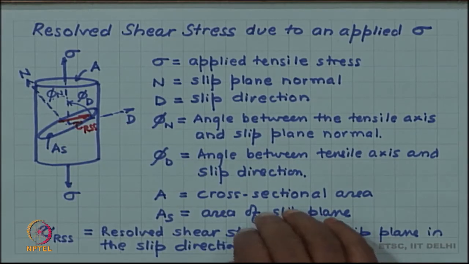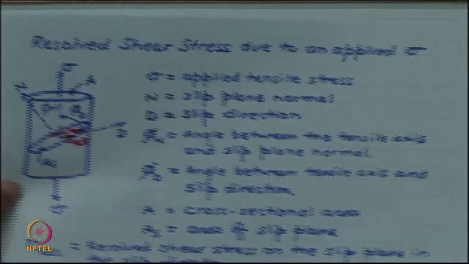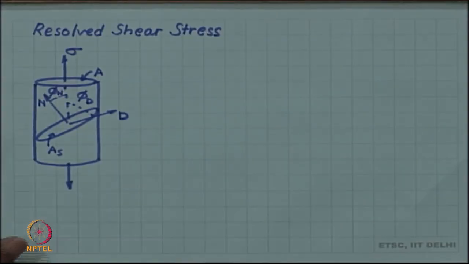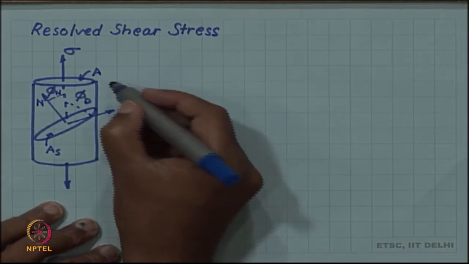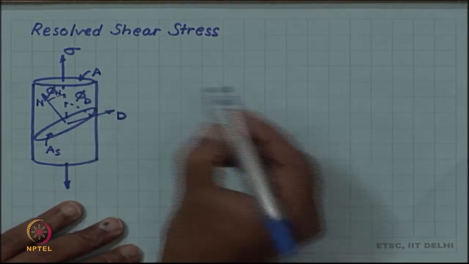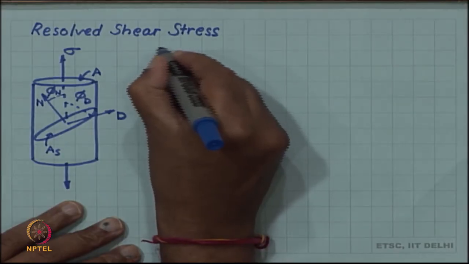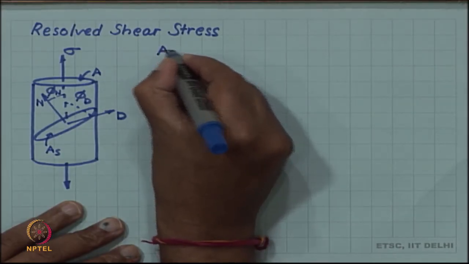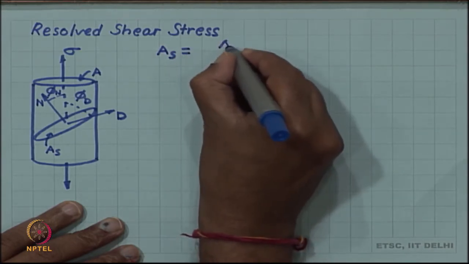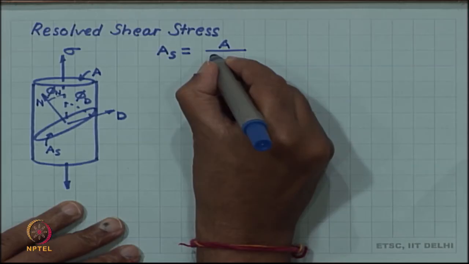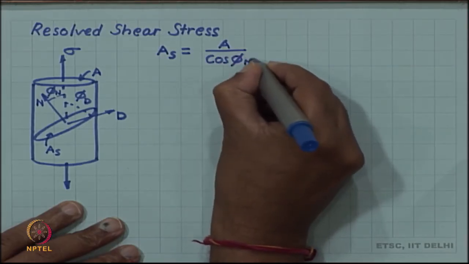So, what is the value of this tau RSS in terms of these variables? First of all, let us relate A and A_S. Geometrically we can show that the slip plane area A_S will be the cross sectional area A divided by cos phi n.